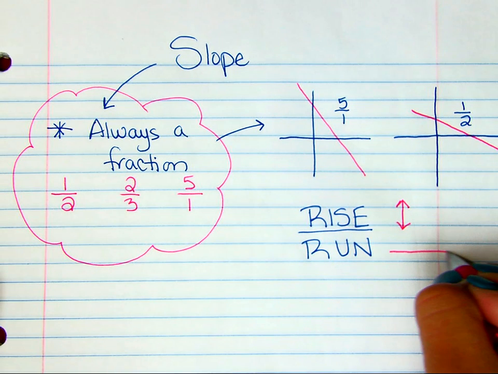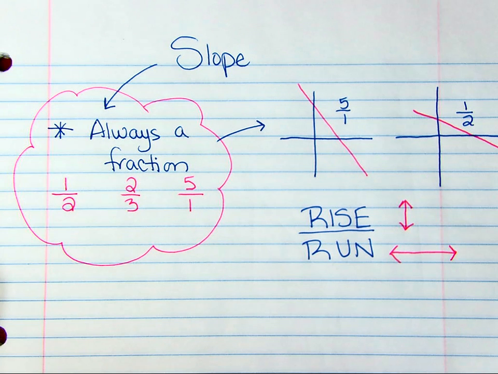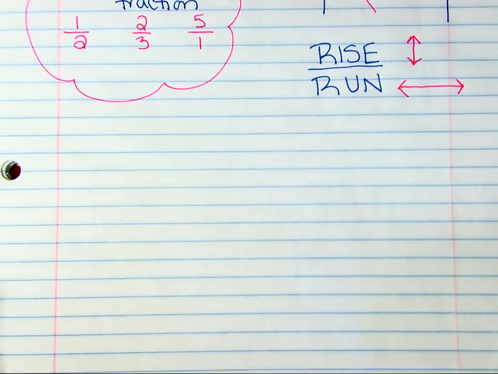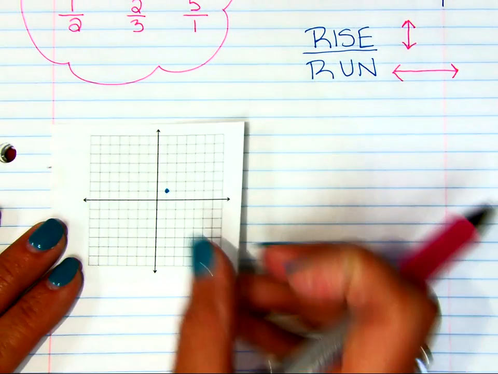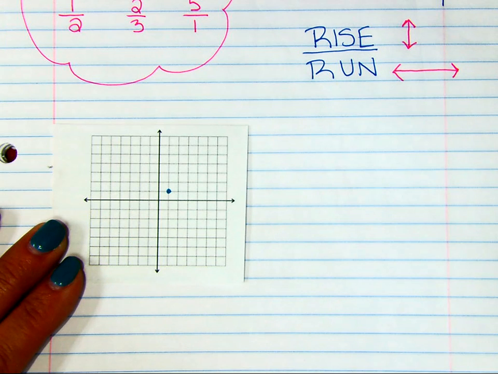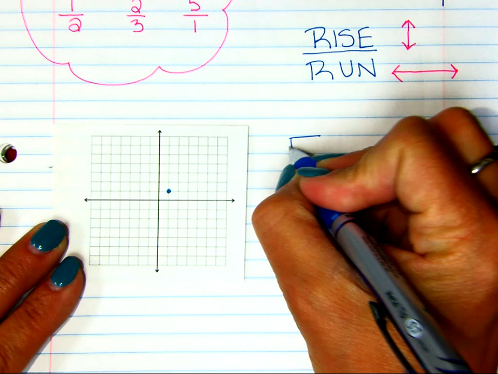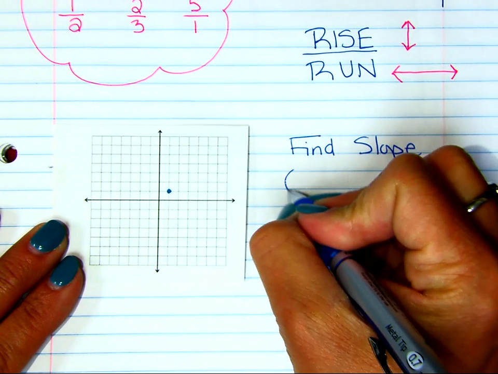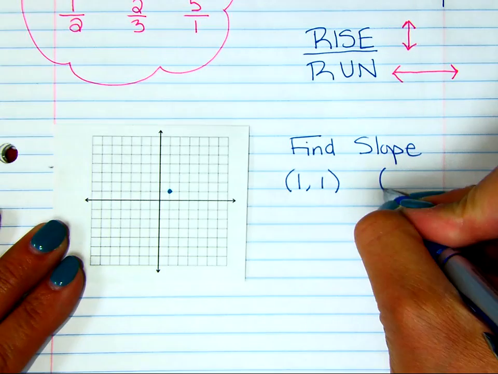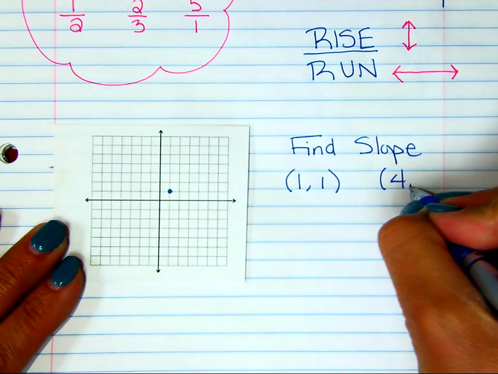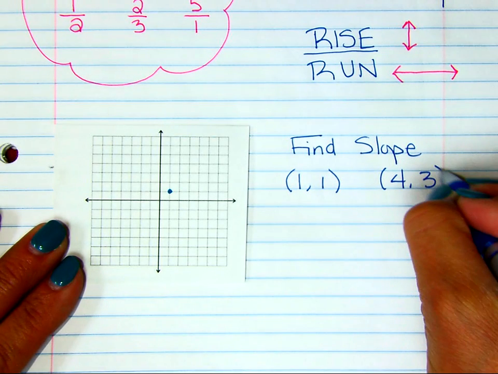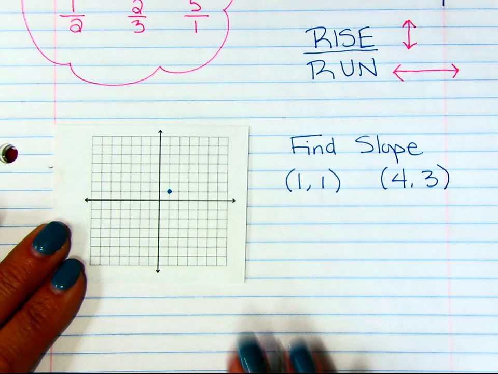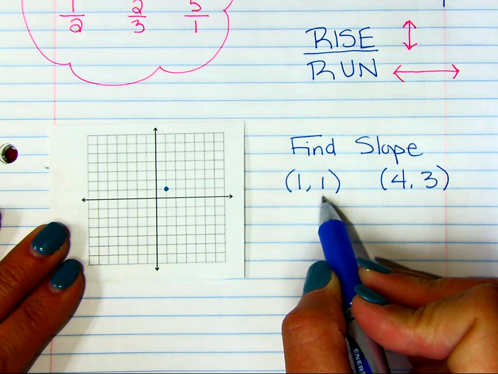Okay, so we're going to do our first example. We're going to find the slope of a line given 2 points. So our 2 points are going to be 1, 1 and 4, 3. Now on a graph, and I know you don't have graph paper, so you can just kind of estimate. The first point is 1, 1, so I'm going to go 1 to the right and up 1. My second point is 4, 3.